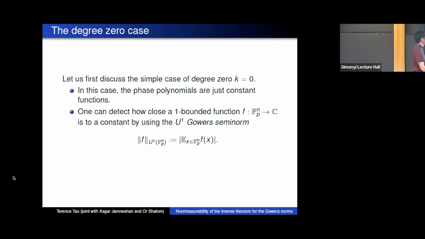There's an obvious statistic to measure this, and for reasons that become clear later, it is called the U1 Gowers semi-norm. You take a function f on your vector space, take its average, and take the absolute value. So you just take the absolute value of its mean, and that's called the U1 Gowers semi-norm. And this tells you everything.